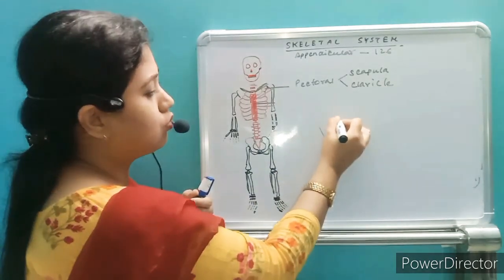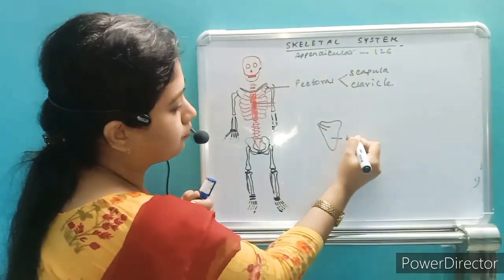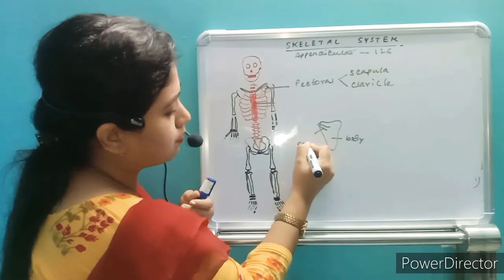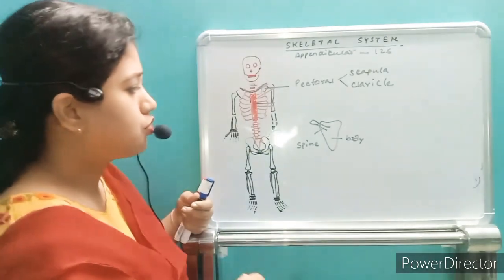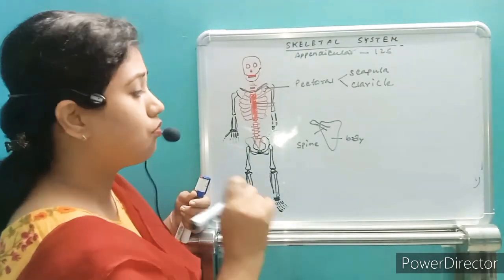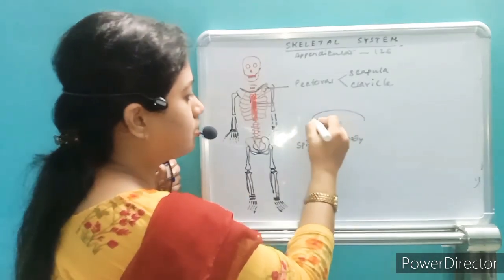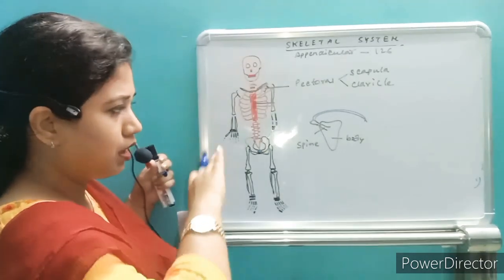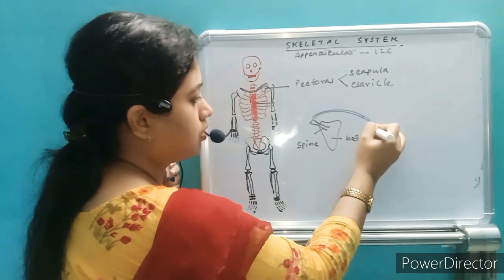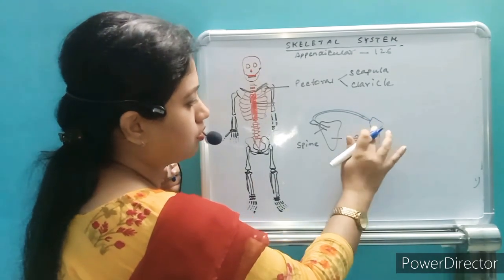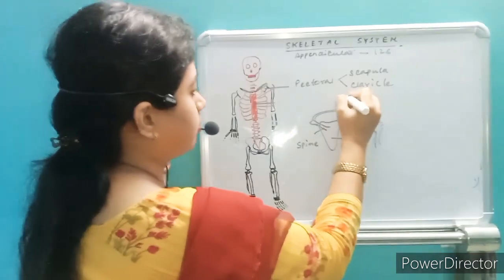So how does the scapula look? See, it is a V-shaped bone. It is going to have a body, it is going to have a spine, and there is a process that arises. With this process, the clavicle is joined. So this is a clavicle, a curved bone, and it is going to attach with the sternum. Okay, so this is the structure. This is called the clavicle.